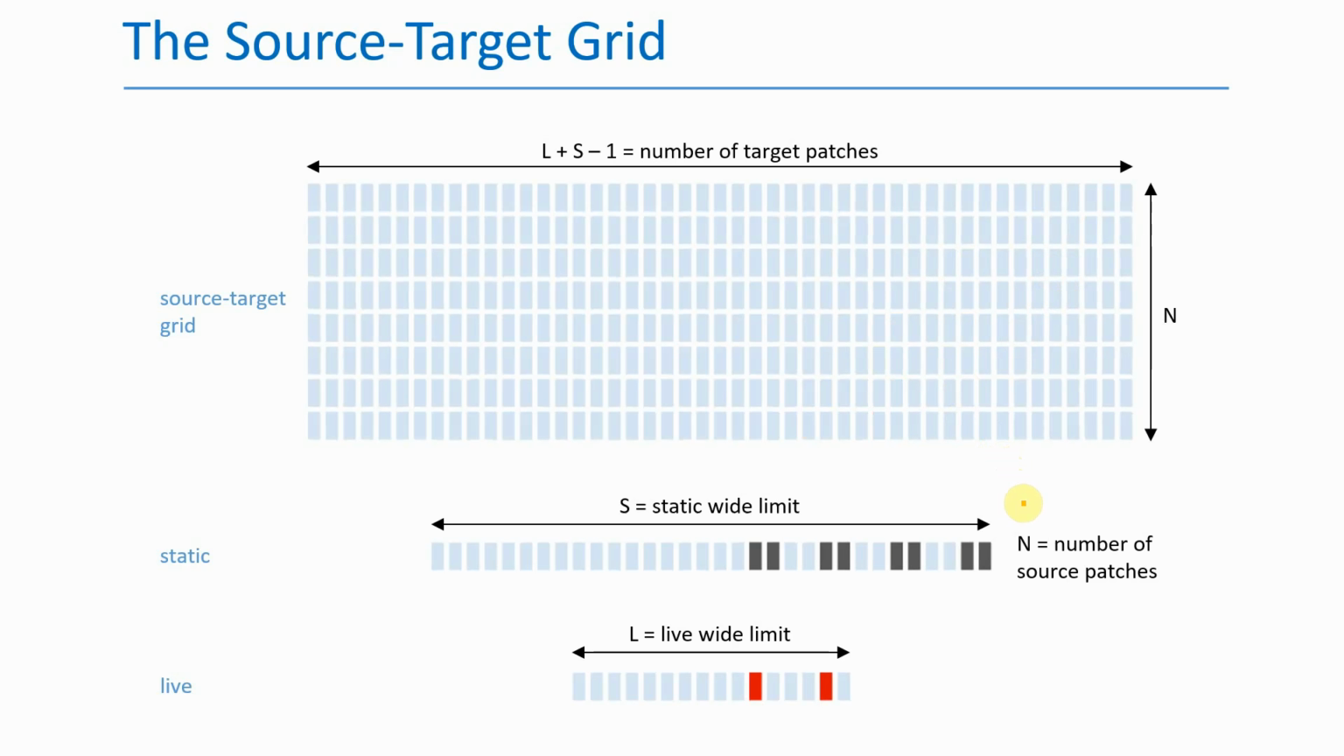Now that we see how the source target grid is used, let's look at the dimensions of the grid. If n is the number of source patches, then there are n rows in the grid. If L is the live wide limit and S is the static wide limit, then the grid has a total of L plus S minus 1 columns. This is the size we need if we want to be able to tabulate every possible case. But in practice, it's usually possible to get by with far fewer columns.